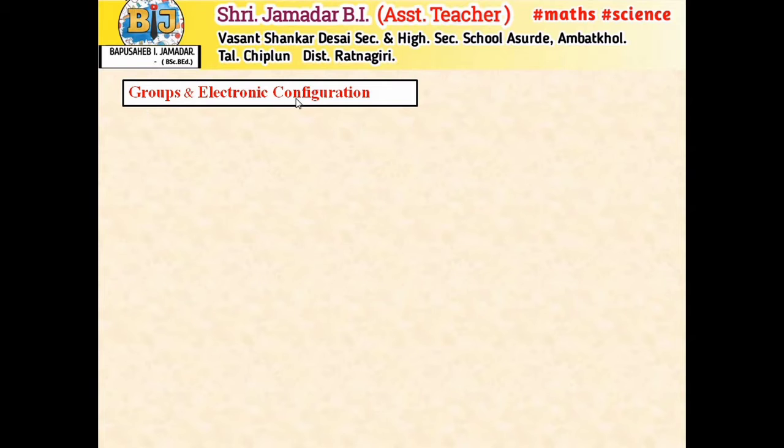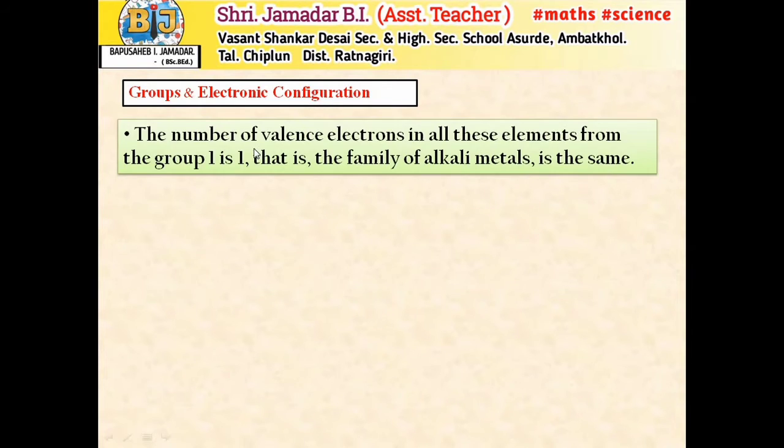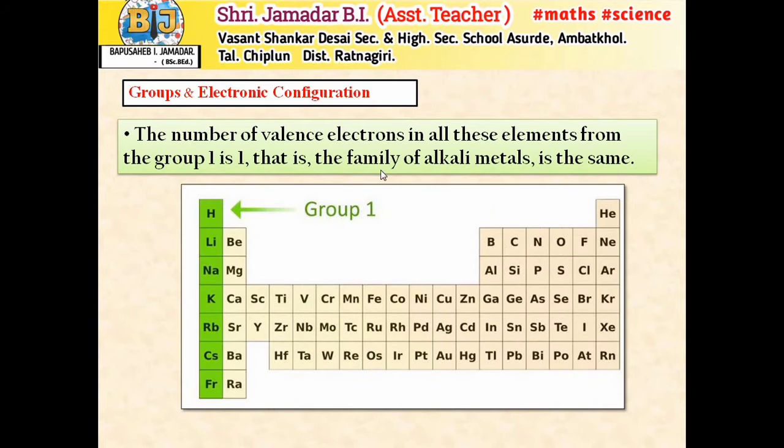Groups and electronic configuration. The number of valence electrons in all these elements from group 1 is 1. That is, the family of alkali metals is the same. You can see in the figure what the elements in group 1 are.